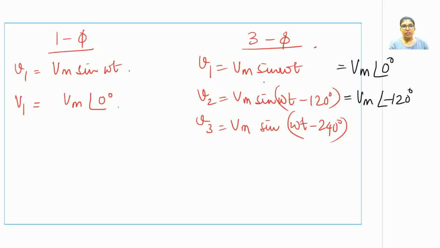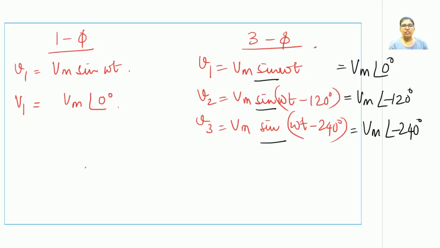All the waveforms are in the sinusoidal representations. So there is no requirement of changing the reference to cosine or sine. We can directly take sine as the reference and we can obtain the phasor from the corresponding sinusoidals. And the last one would be given as Vm angle minus 240 degree. I'll be considering only minus 240 degree over here. But one has to remember that this minus 240 can also be written as 120 degree.